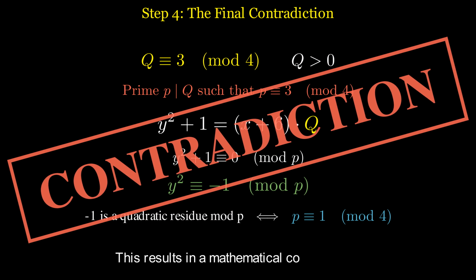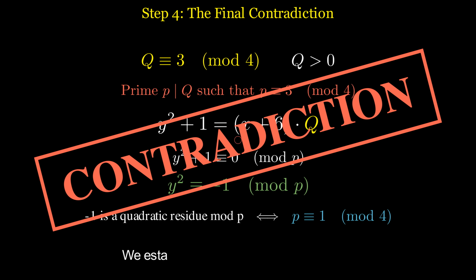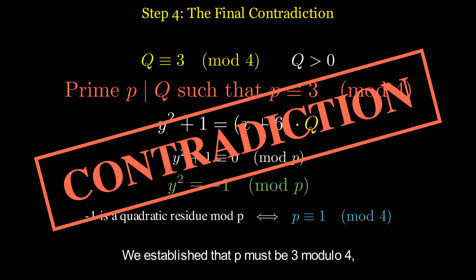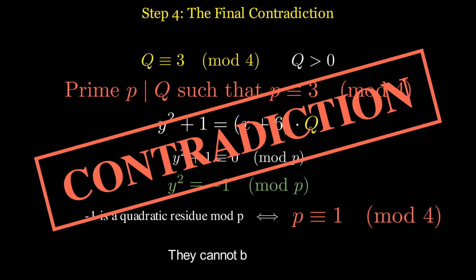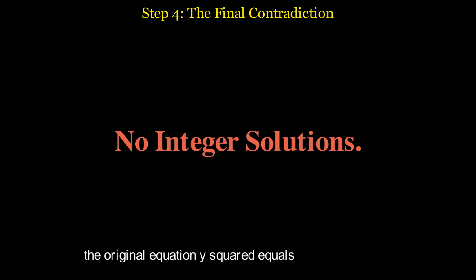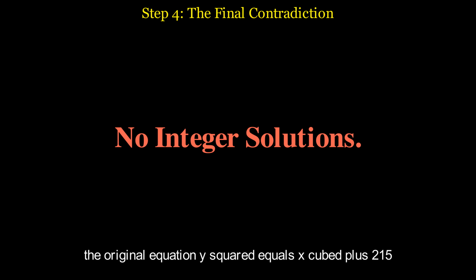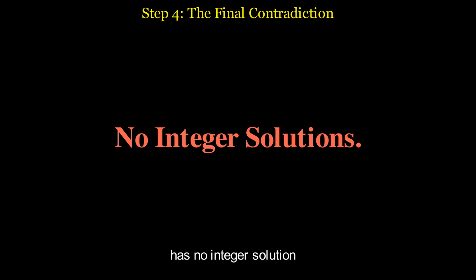This results in a mathematical contradiction. We establish that p must be 3 modulo 4, but for this equation to have a solution, p must be congruent to 1 modulo 4. They cannot both be true. Because this contradiction exists, the original equation y squared equals x cubed plus 215 has no integer solutions.